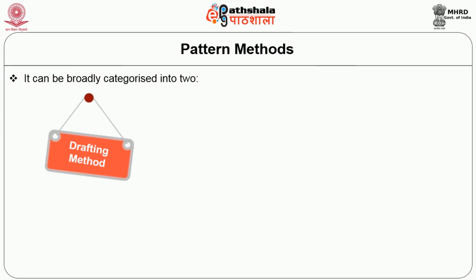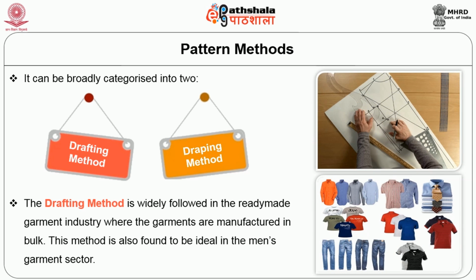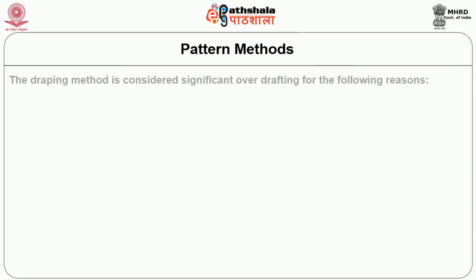Let me first brief you about the method of pattern making. This can be broadly categorized into two. The first is the drafting method and the second is the draping method. The drafting method is widely followed in the ready-made garment industries where the garments are manufactured in bulk. This method is also found to be ideal in men's garment sector. But the draping method is considered significant over the drafting for the following reasons.